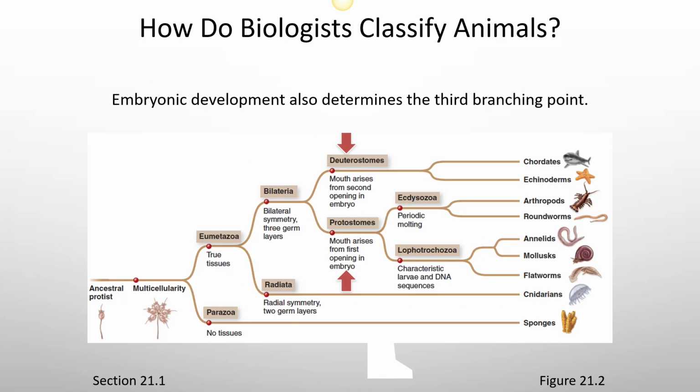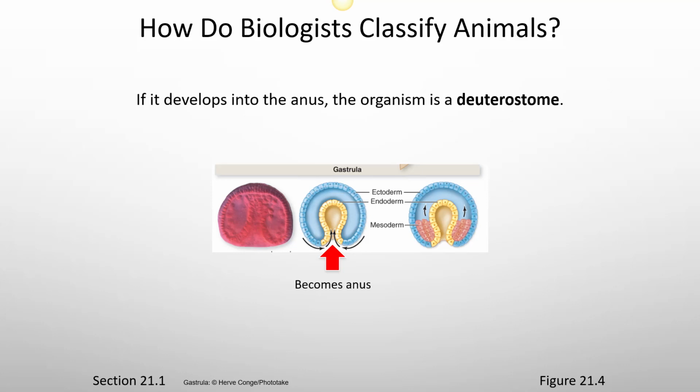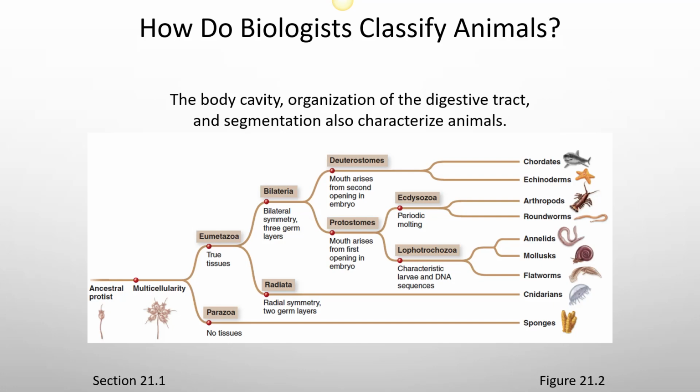Embryonic development also determines the 3rd branching point. If the first indentation of the gastrula develops into the mouth, the organism is a protostome. If it develops into the anus, the organism is a deuterostome. The body cavity, organization of the digestive tract, and segmentation also characterize animals.